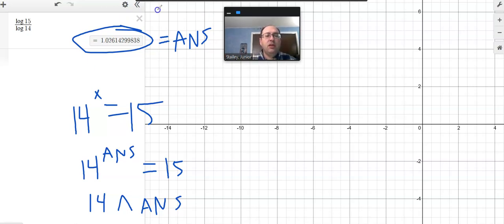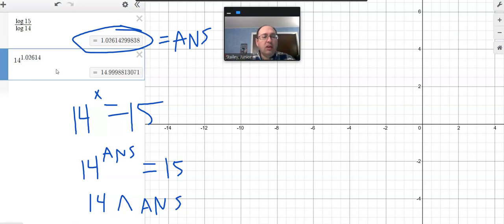So if I want to attempt to do 14 caret, I'll just do 1.026. I'll just round it off to that. Notice how it's 14.9943. And let's say I went up there and I gave it another 1. You see how it's getting more accurate? And then a 4, right? It's getting more accurate, and then a 2. Getting more accurate, and then a 9. It's getting more accurate, and an 838. Getting closer and closer and closer to 15. So I know I'm right.